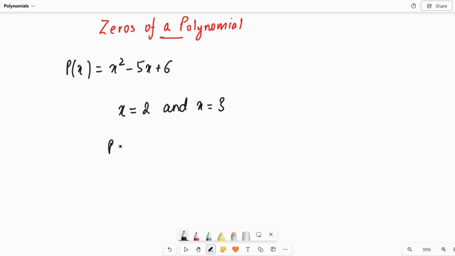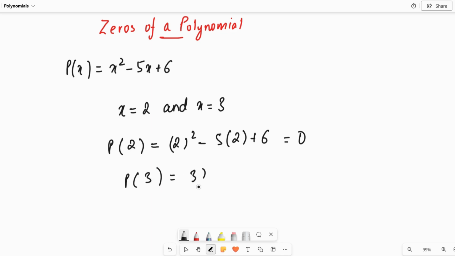As at both the points, the polynomial becomes 0, as p of 2 is 2 square minus 5 into 2 plus 6, which turns into 0, and p of 3 is 3 square minus 5 into 3 plus 6, that is 0.